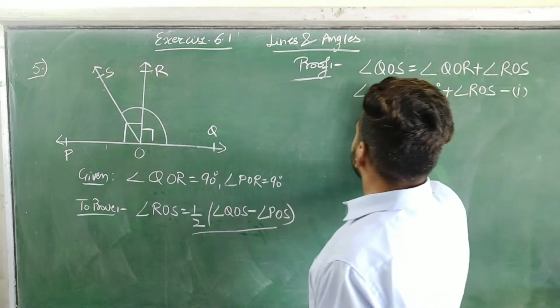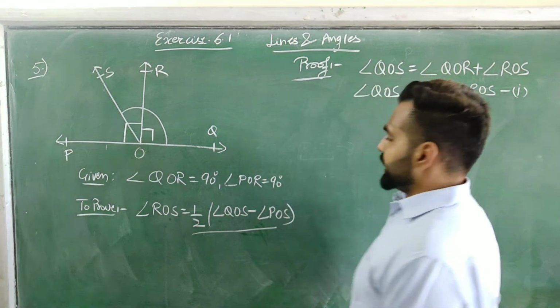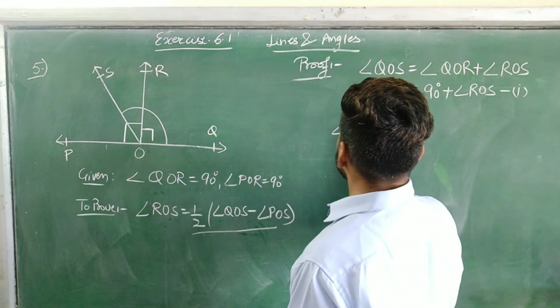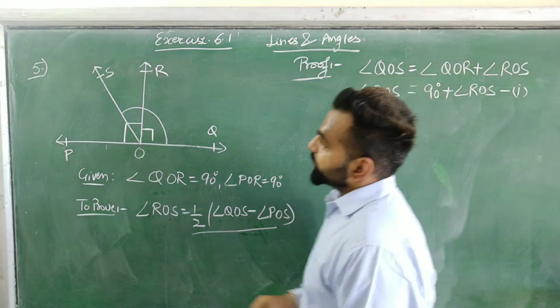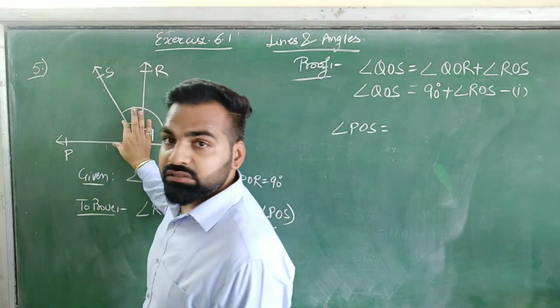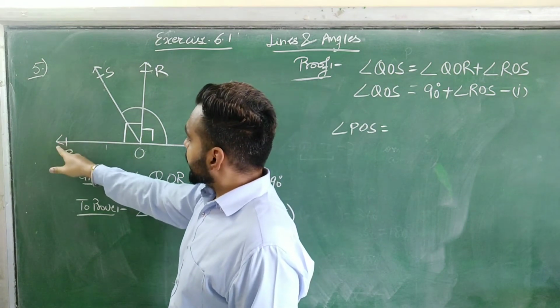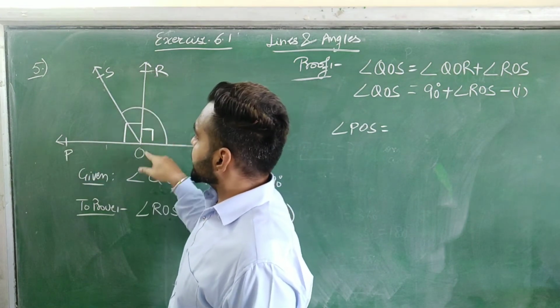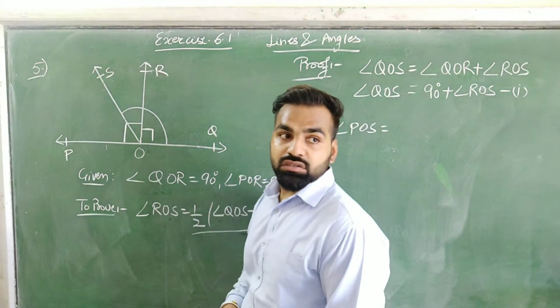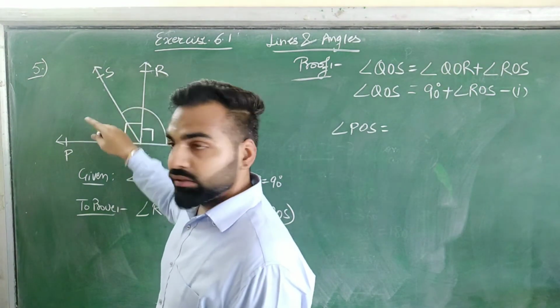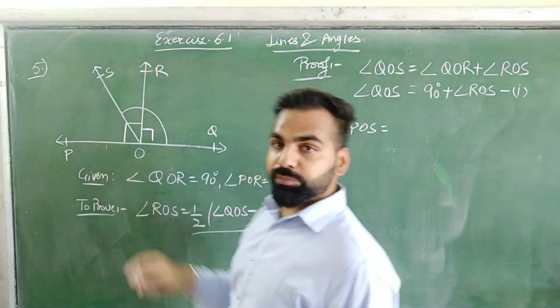So make it equation 1. Next angle is angle POS. So find the value of angle POS. What is POS? This part is POS. So we can write this angle is angle POR minus angle ROS. So if we subtract this part from the whole part, then we will get angle POS.